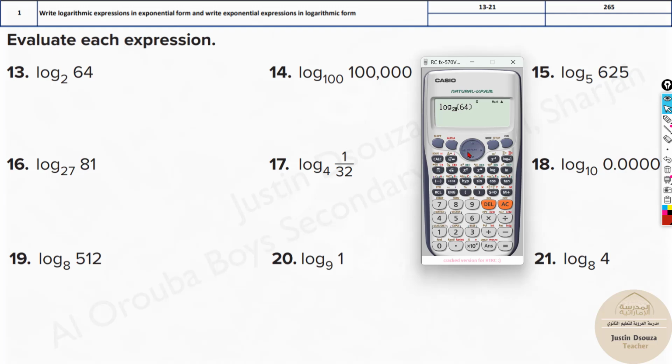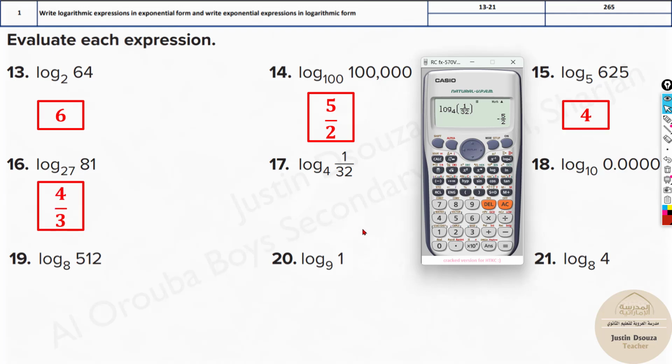You can use any big number or any fractions as well. So just put it accordingly and you get the answers. So 1 by 32. Please do try the others by yourselves and you can check it out. The answers are over here.